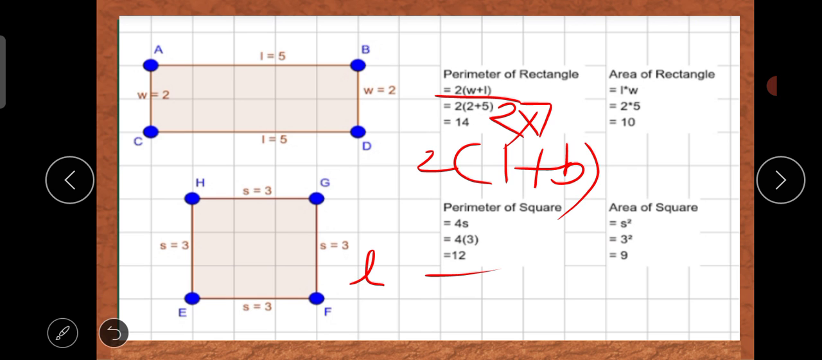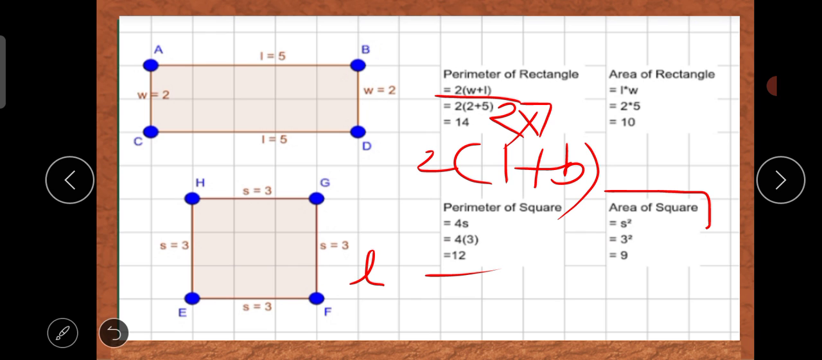Now, in the same rectangle, suppose these boxes are each 1 square centimeter. Instead of counting all the boxes, what we do is multiply length into breadth. The length is 5 and the width given is 2. So 5 twos are 10. The number of boxes we find here is 10, if each square is 1 square meter.